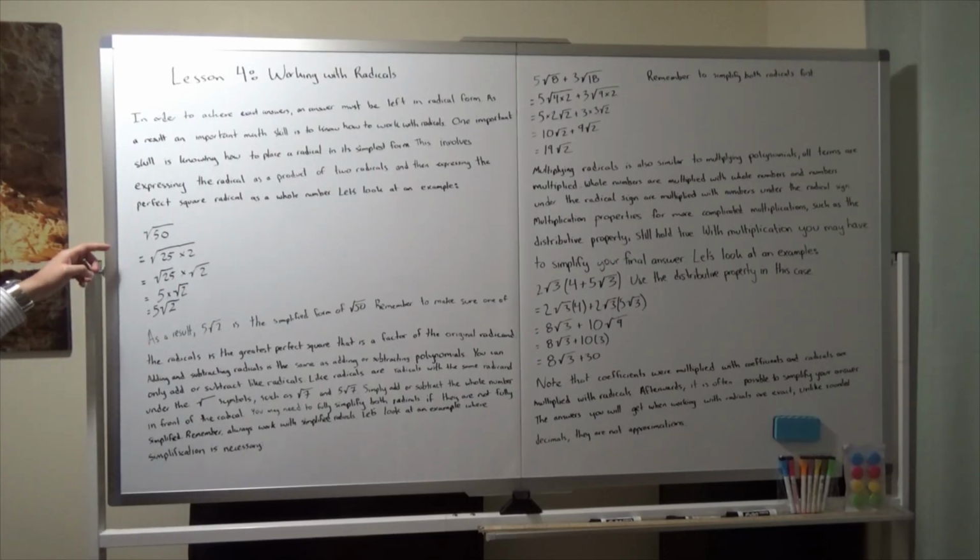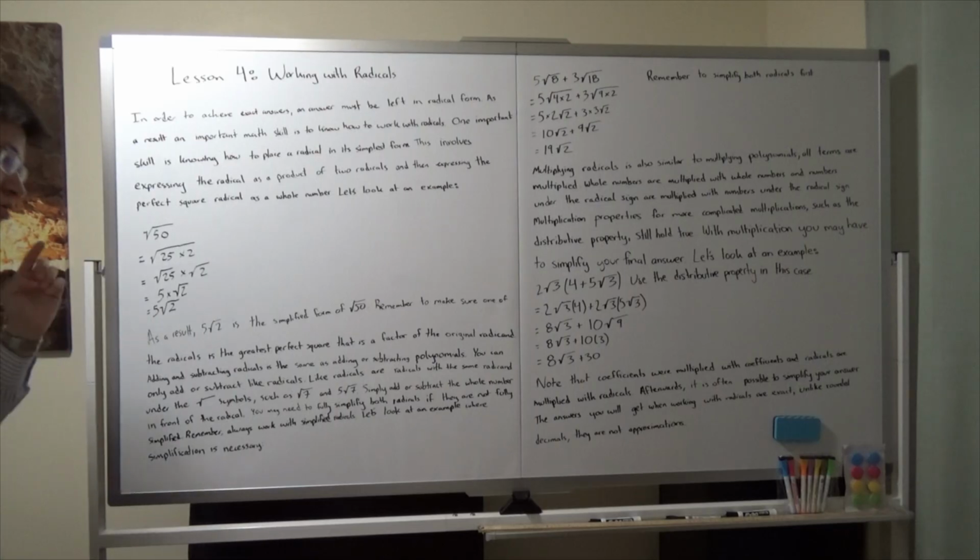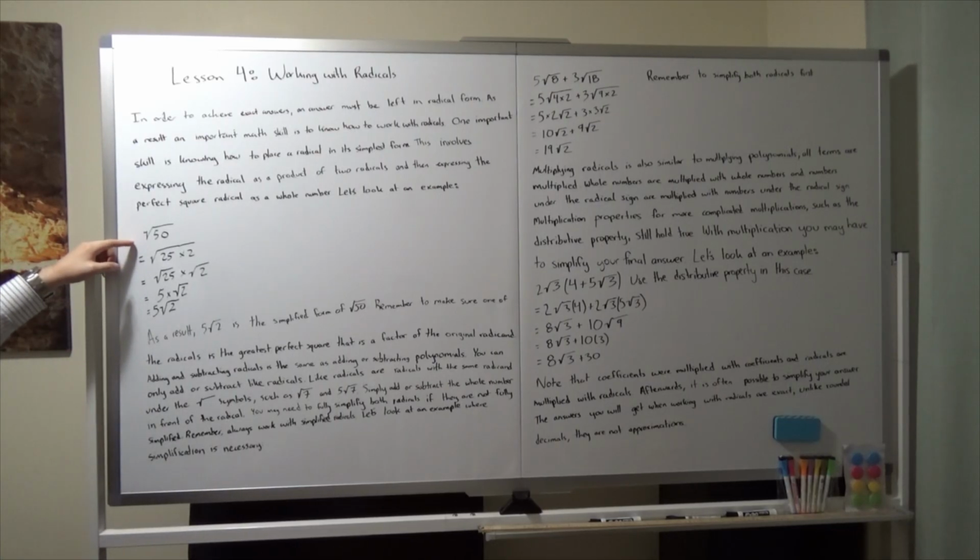Root 50. We simplify this by first writing the number under the radical sign as a product of two whole numbers. And we pick the perfect square radical, the largest perfect square radical. We always pick the largest perfect square radical as a factor. So the largest perfect square radical of 50 is 25, because the root of 25 is 5.